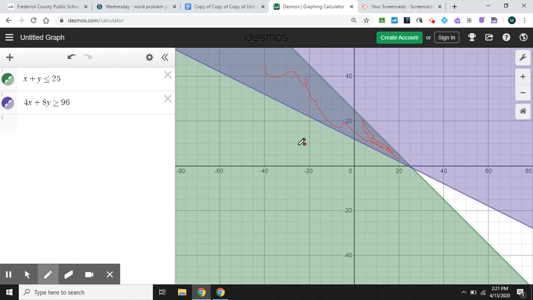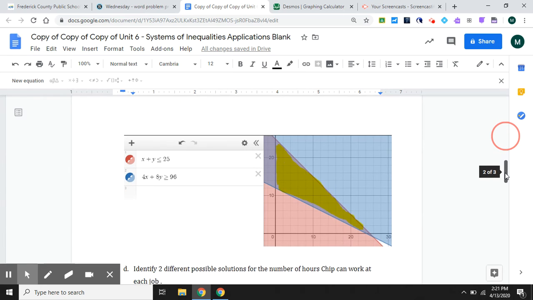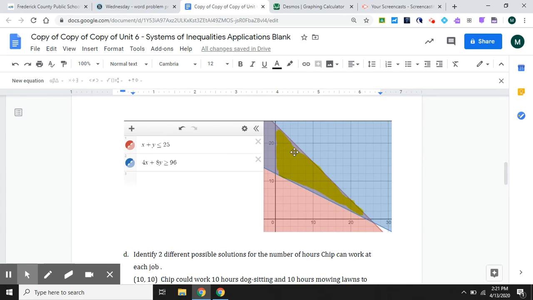Now, since we're dealing with hours, we don't necessarily want to have negative hours. So we're going to concentrate just in this little section here for our X and Y values, because we can't work negative hours. It doesn't make sense in the problem. Scooching back over, let's scroll on down. Desmos is already here, just slightly different colors, but that's fine. So again, we're looking at where the shadings overlap, which is in that little area.